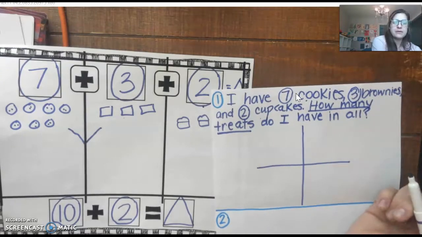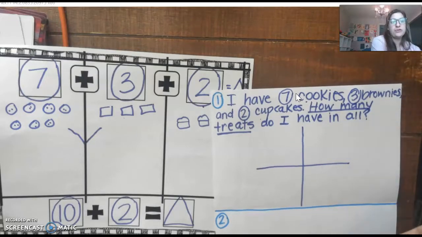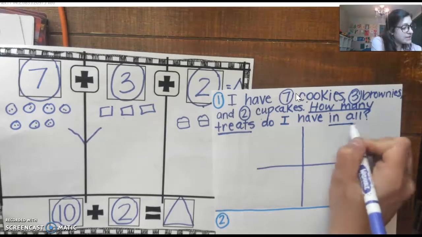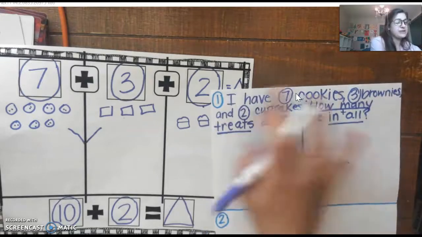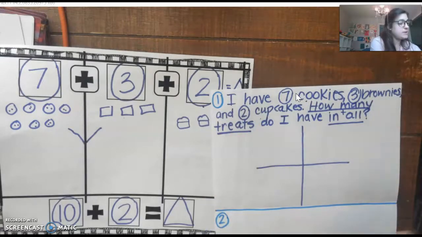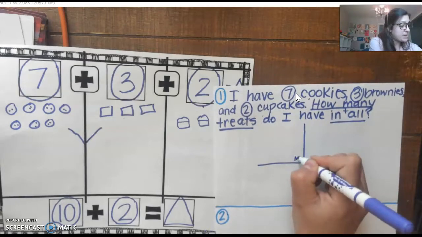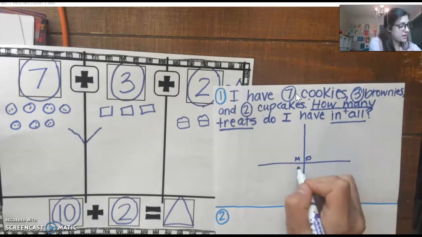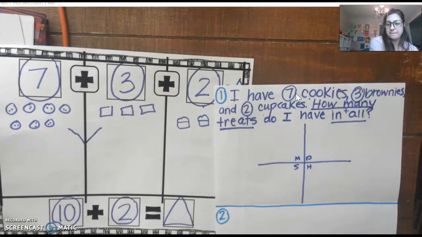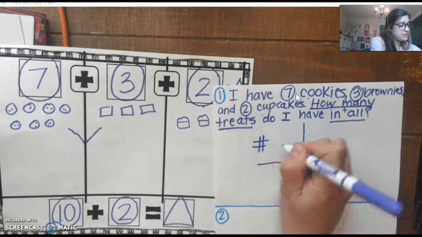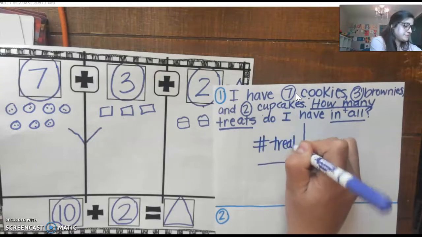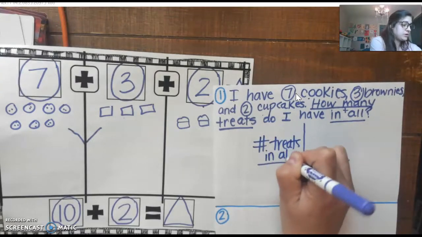Do I have a keyword in that problem, in that question? What's my keyword? What tells me, or what confirms that I'm going to add? The words in all. That tells me to add. So now I have my strategies shown in my word problem. We can label our 4-step. Main idea, detail, strategy, how. My main idea, how many treats? The number of treats. In all. Keyword always goes there.